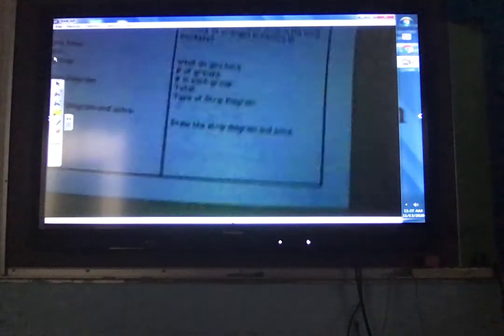Last page. Strip diagrams. You did this already yesterday.